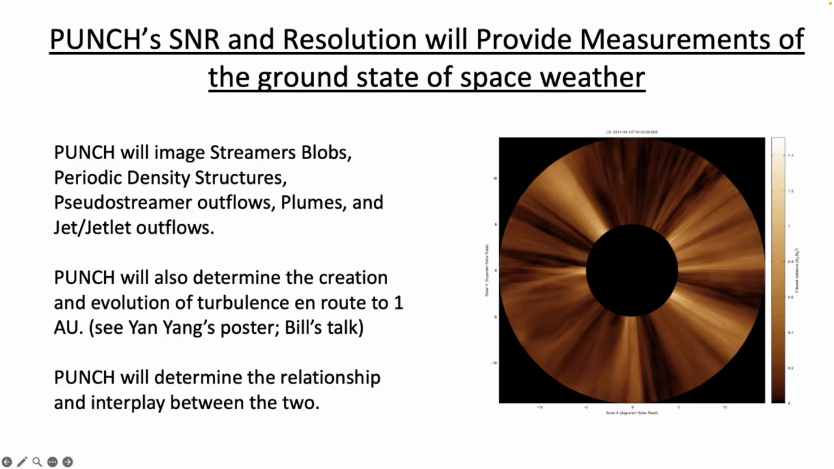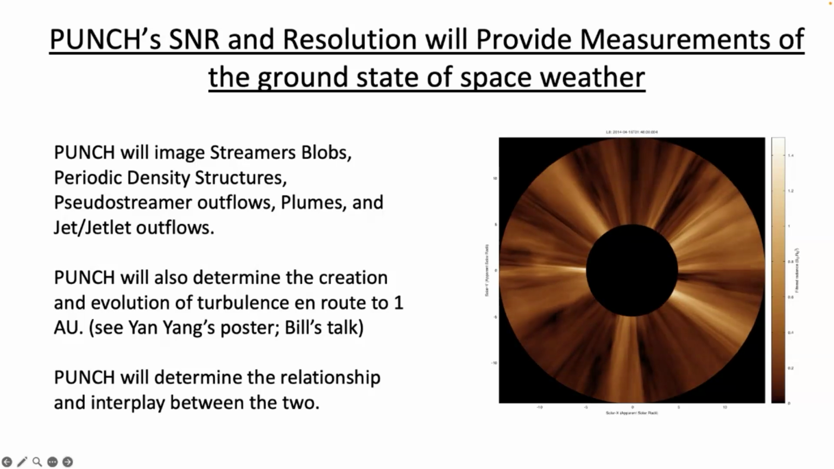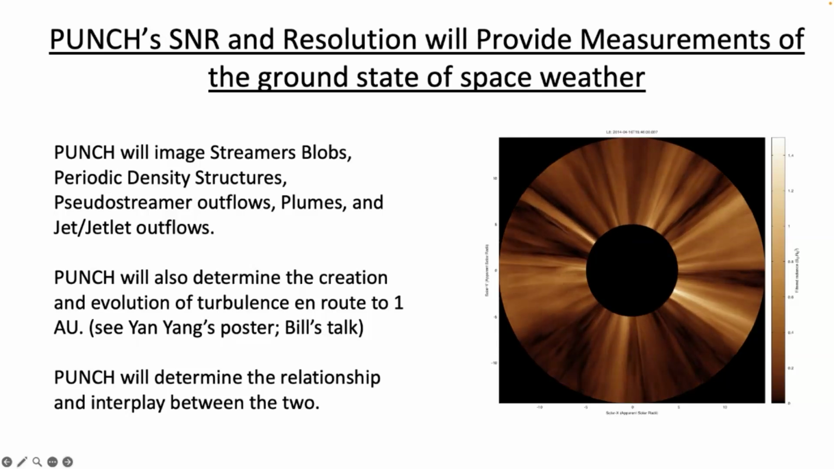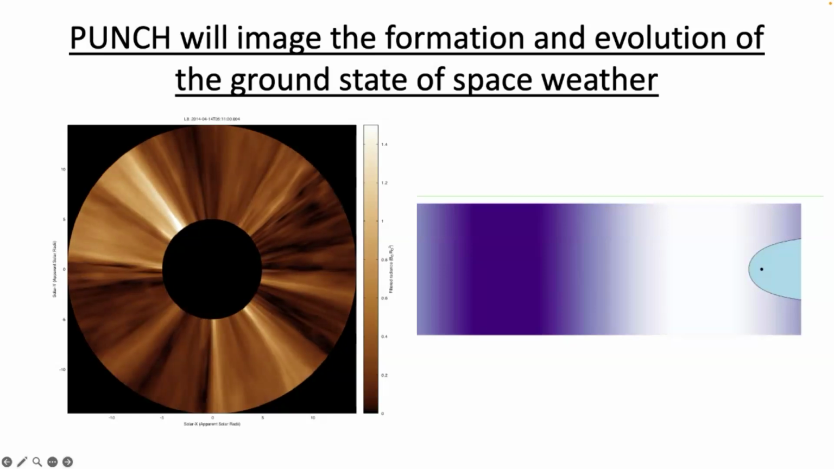And so Yan and Bill and Chucho are talking or showing posters about how the turbulence creates new mesoscale structures on the way. And so then the actual set of structures that hits the magnetosphere is going to be this combination of both things. And PUNCH is going to be able to see the relationship between the two and watch them both develop. All right, so I'll end with: PUNCH is going to be able to image the formation and the evolution of the ground state of space weather in a way that no other mission ever has. The end.